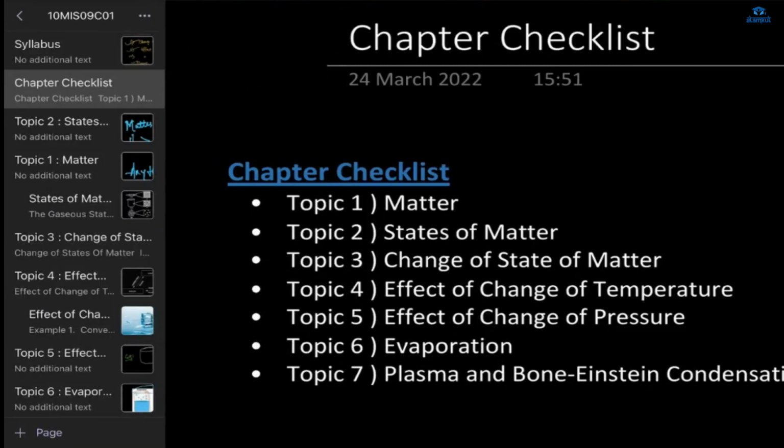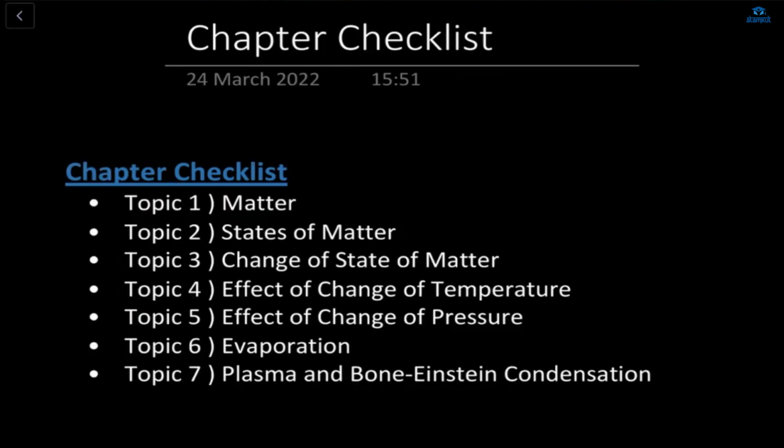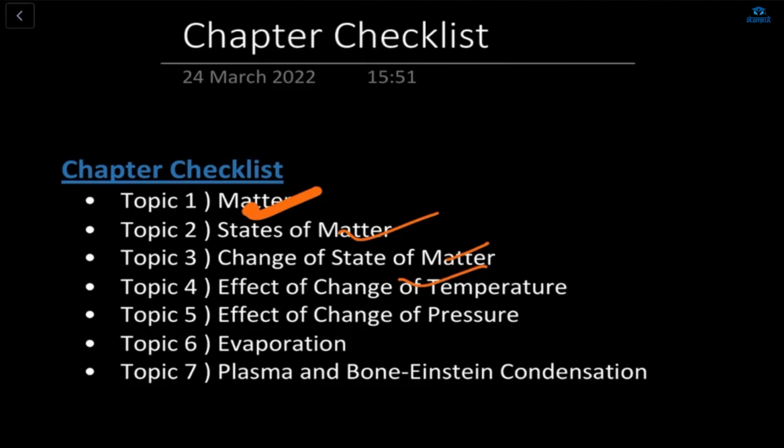Today we will be discussing the very first chapter of class 9, which is Matter in Our Surroundings, and these are the chapter's checklist. So we will go step by step, topic wise. Your first topic is matter, second is states of matter, change of states of matter, effect of change of temperature, pressure, evaporation, and plasma and Bose-Einstein condensation.